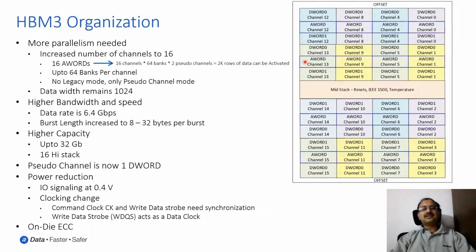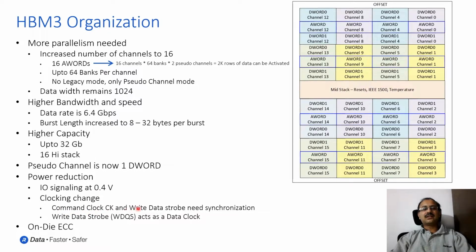As we can see, the organization is like this. There is an A word in any given channel, and there are 2 D words, but they operate as pseudo channel. So since they operate as pseudo channel, only 1 D word of data is active at any point of time. Power reduction: IO signaling has been reduced to 0.4, and there are a few changes on the clocking side.